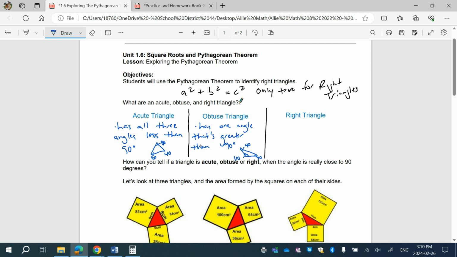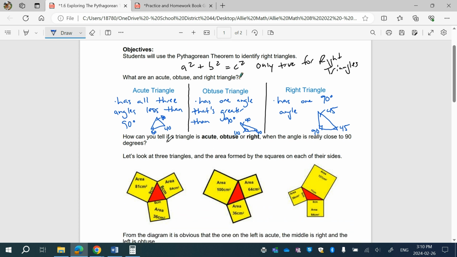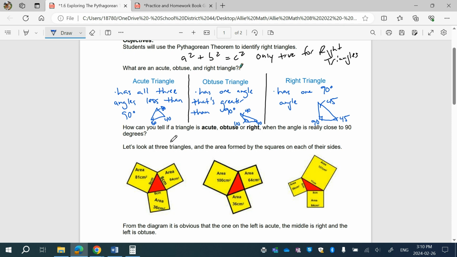And the right triangle, I think, as we know, has one 90-degree angle. So a classic triangle like this always typically has that little square in the corner to show that that's 90 degrees. And the other angles could be 45 and 45, for example. Okay, so the Pythagorean theorem is only true for right triangles, not true for an obtuse triangle, not true for an acute triangle. And we can use this fact to prove whether or not a triangle is a right triangle.